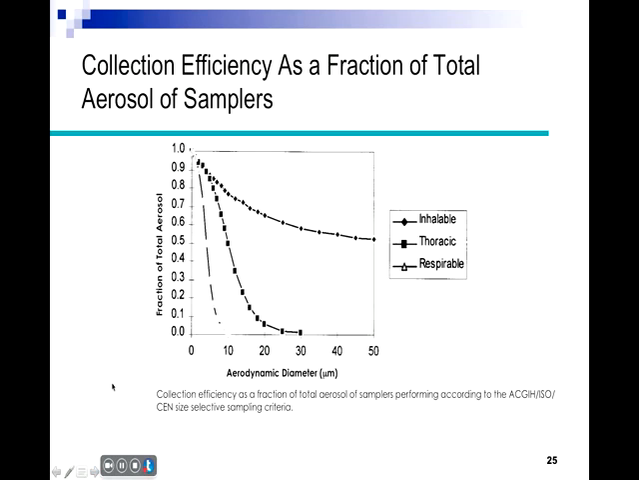And this is a graph of collection efficiency as a fraction of total aerosol samplers. And what I wanted to point out is that this has both an inhalable, a thoracic, and a respirable collection, so you can differentiate between different particle sizes that can be collected on these three types of cutoff points.